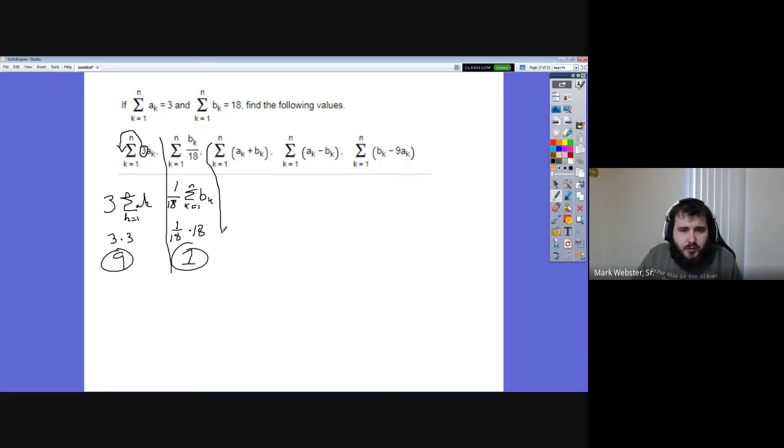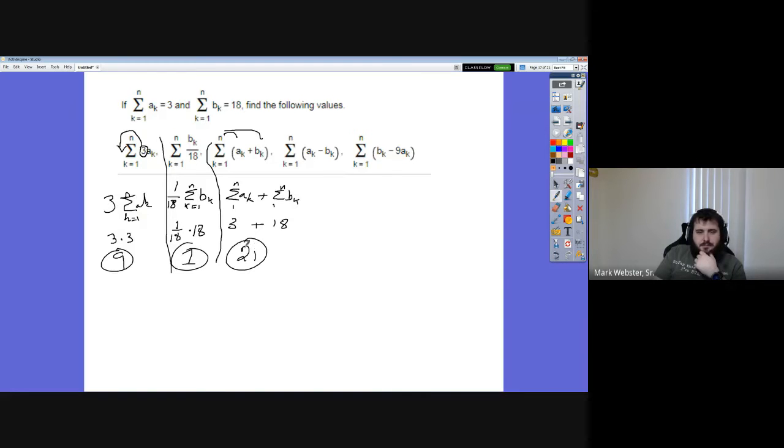The next thing I want to show you is that you're allowed to break things up over a plus sign. So I can distribute this summation to each of these. So I can make this the sum from 1 to n of a sub k plus the sum from 1 to n of b sub k. Well, this is 3. This is 18. So in total, we get 21. And then same thing with these, right? This one is going to be the sum of a sub k minus the sum of b sub k. So it's 3 minus 18. So this one had better come out to negative 15, right?